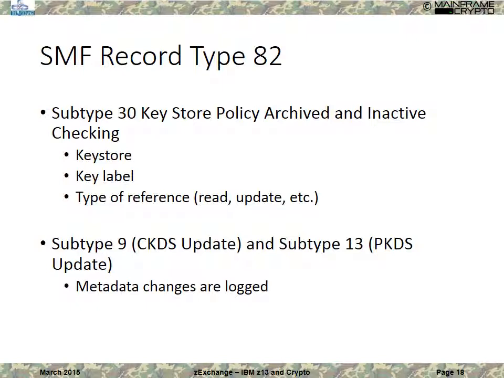And back to the subtype 30, I don't think I made that clear. If you use a key that's been archived, this record is going to get cut. It's going to tell you which key store, CKDS, PKDS, TKDS, which key label, and whether you're trying to read it or change the record in the key store. Let's go to slide 19.